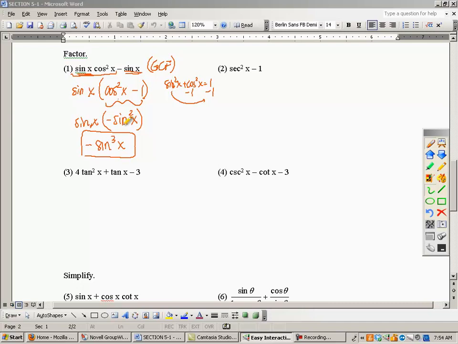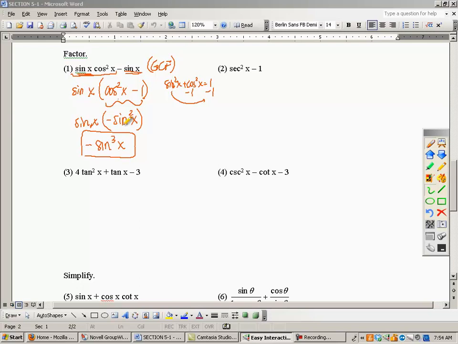Your goal in any of these, truthfully, is to be able to look at this and say, can I simplify this down as far as I can? If possible, 1 trig value. If not, then that's okay. But our goal is to end up getting to 1 trig value at the end.